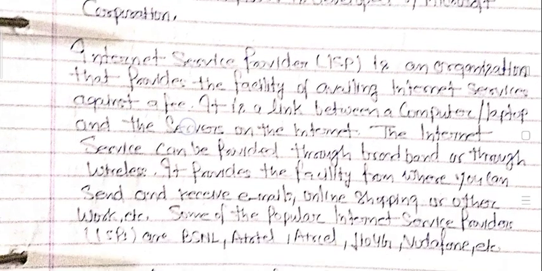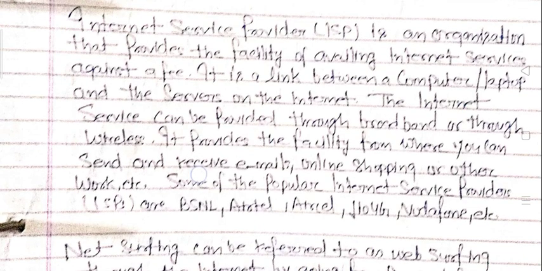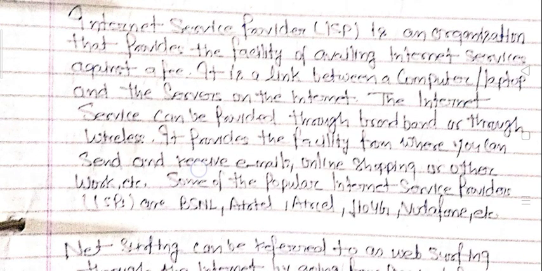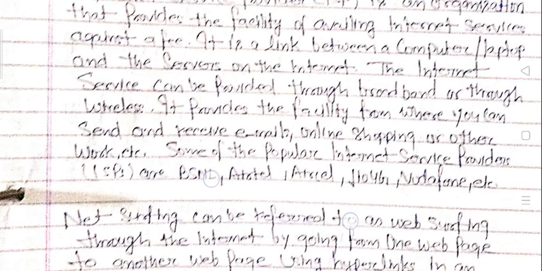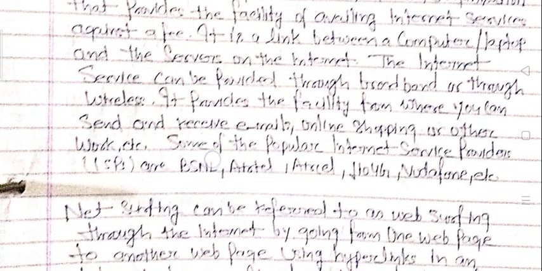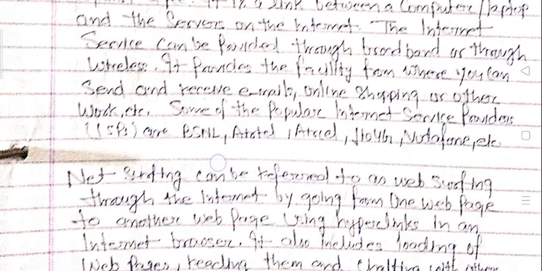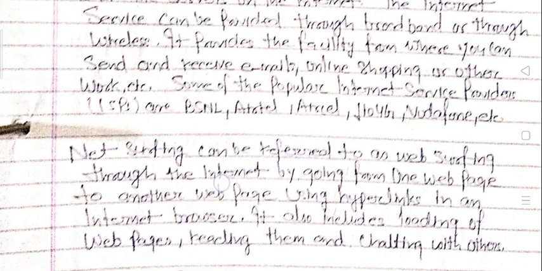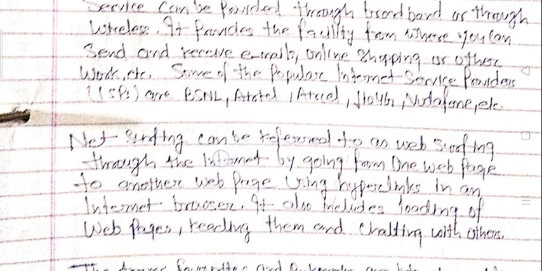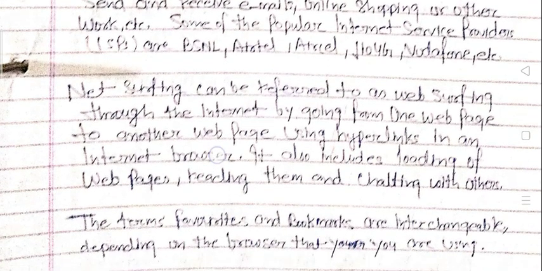Internet Service Provider (ISP) is an organization that provides the facility of availing internet service against a fee. It is a link between a computer or laptop and the server on the internet. The internet service can be provided through broadband or through wireless. It provides the facility from where you can send and receive email, do online shopping, or other work, etc. Some of the popular internet service providers are BSNL, Airtel, Aircel, Jio 4G, Vodafone, etc.